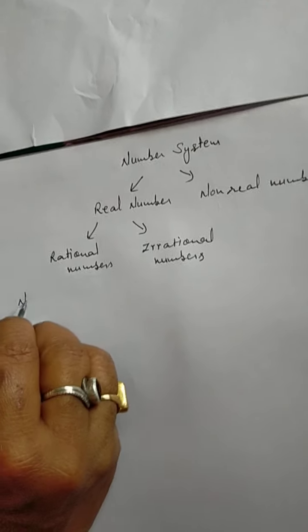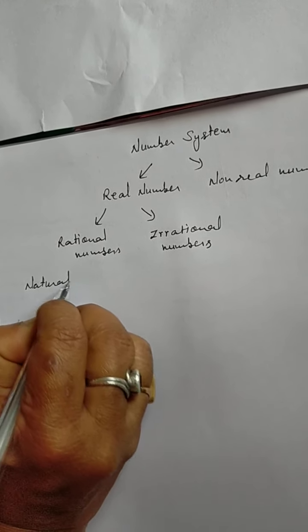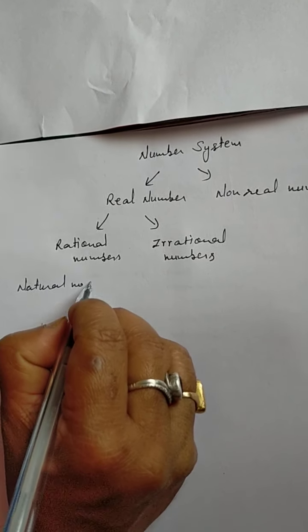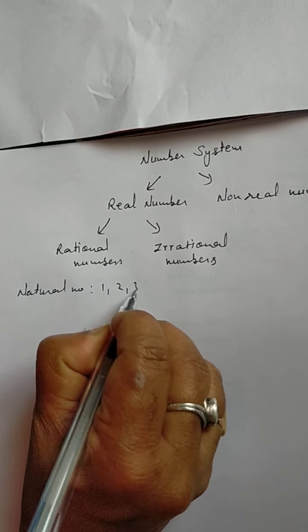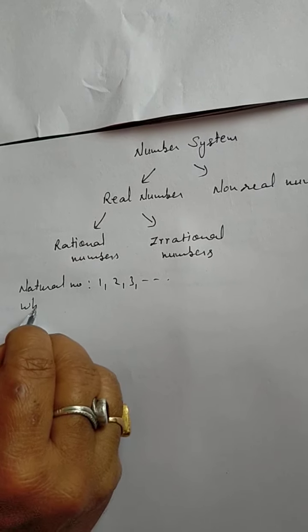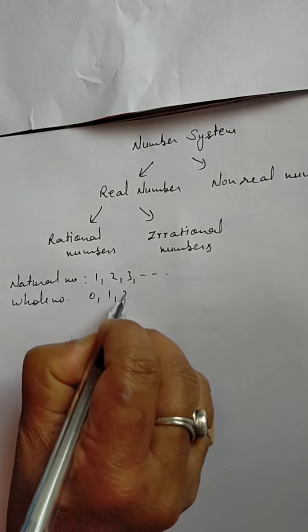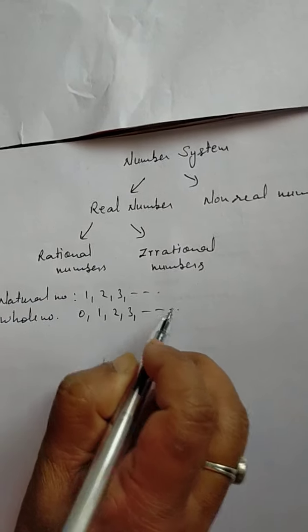You have already studied natural numbers. Natural numbers are the counting numbers which start from 1, 2, 3 and so on. Whole numbers are the counting numbers which start from 0, 1, 2, 3 and so on.